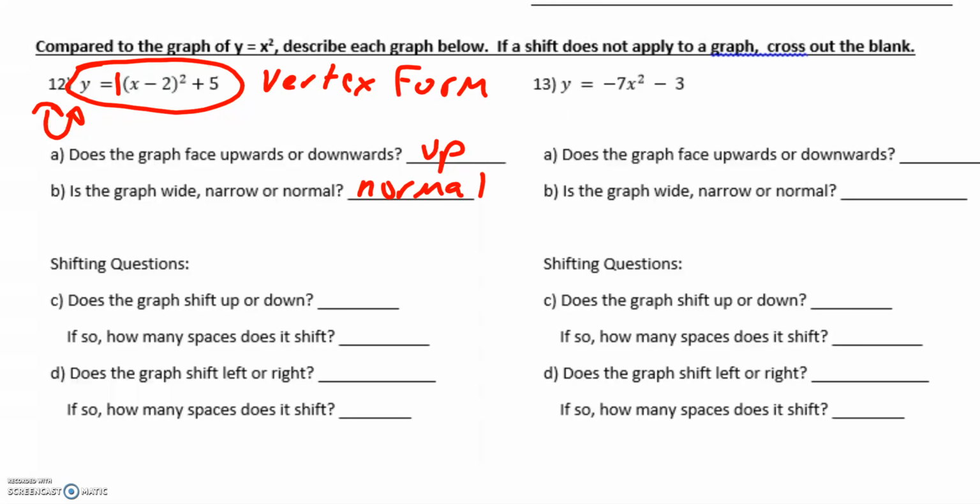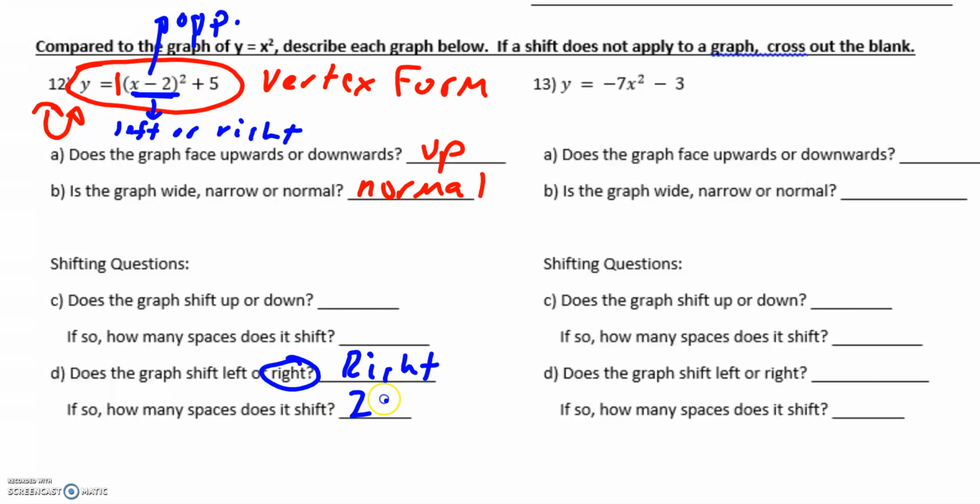Shifting questions. If I take a look at the number inside the parenthesis, this number is either going to be left or right because it is by the x value. Now, which one is it? Inside the parentheses is always opposite of what you think. So I'm going to write a little note here. It's always opposite of what you think. So if I see x minus 2, that really means that it's going to the right. So does this graph shift left or right? Yes, it does. It shifts to the right. If so, how many spaces? 2 units.